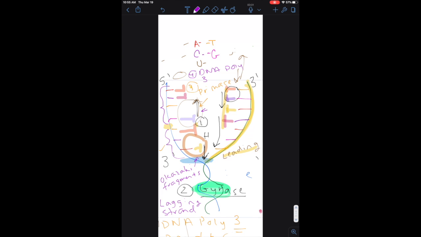Okay, so once DNA polymerase 3 lays down the DNA nucleotides on both the leading and lagging strand, that is when step 5, DNA polymerase 1, is going to do its job. It has two jobs. It's going to change the RNA nucleotides into DNA, meaning it needs to change uracil into thymine and ribose into deoxyribose. And while it's doing that, it's also proofreading to make sure that there's no mistakes in the DNA.